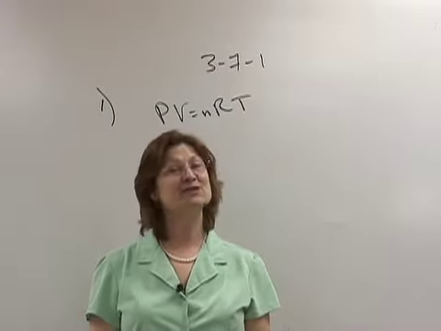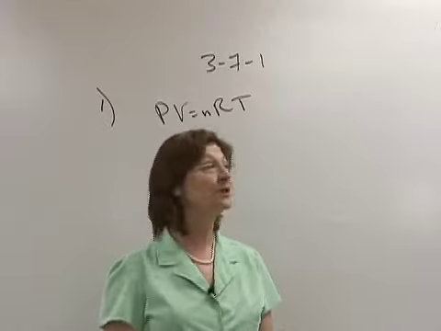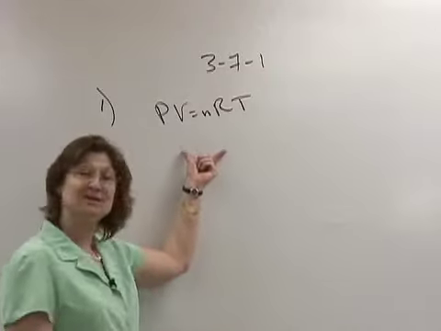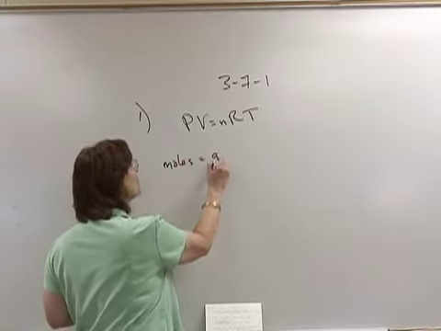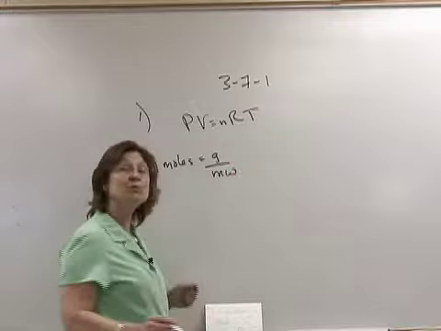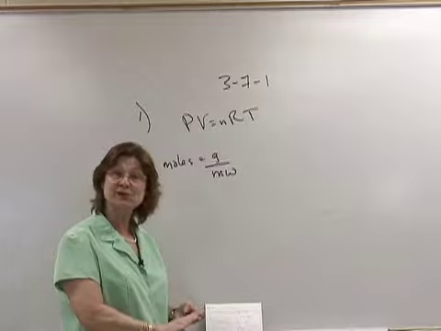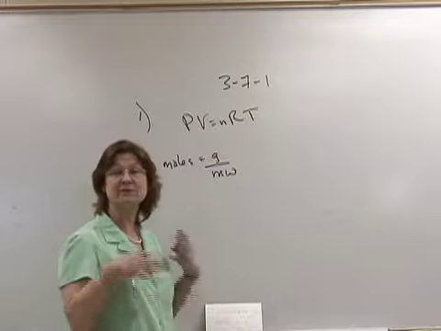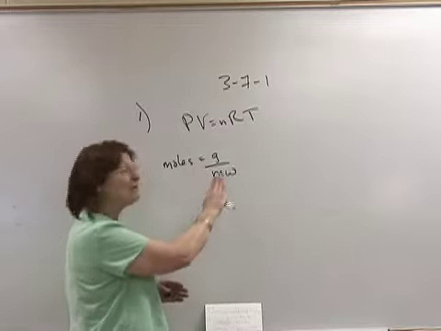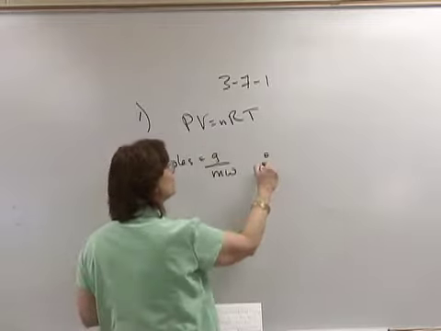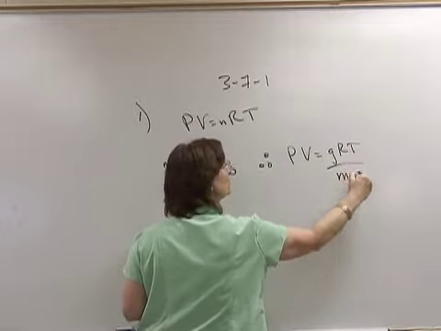In addition to answering number 1, let's do a little bit of review of the ideal gas law. Originally we have the ideal gas law, and we know that moles is equal to grams over molecular weight. You'll recall that molecular weight is the gram formula mass, or the atomic mass units for the compound that is taken off of the periodic chart. I'm going to substitute my grams over molecular weight for my moles, and therefore PV equals GRT over molecular weight.